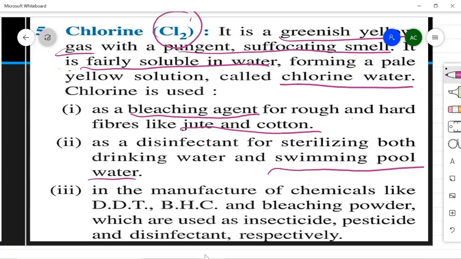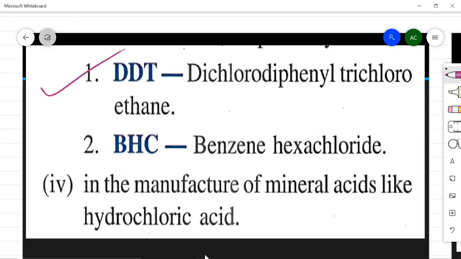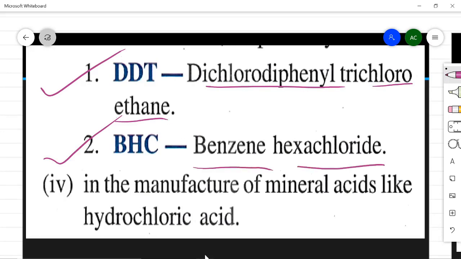And it is also used in the manufacture of chemicals like DDT and BHC. DDT is dichlorodiphenyl trichloroethane, and BHC is benzene hexachloride. And it is also used to create bleaching powder, which are used as insecticide, pesticide. Insect को मारने वाला insecticide, pests को मारने वाला pesticide, और disinfect करने वाला disinfectant, respectively. So these are the full forms of DDT and BHC, which you will be learning: dichlorodiphenyl trichloroethane and benzene hexachloride. And chlorine is also used to prepare acids like hydrochloric acid, HCl. HCl acid को create करता है chlorine.